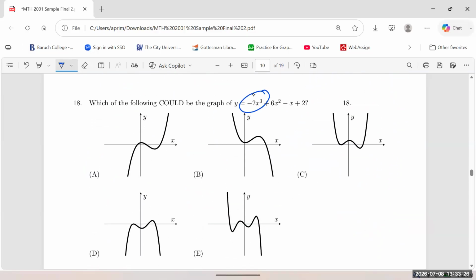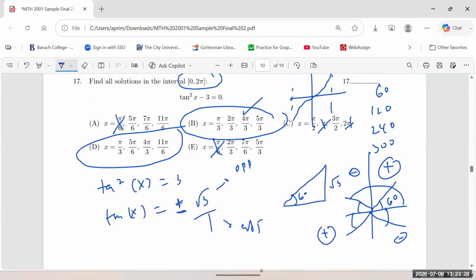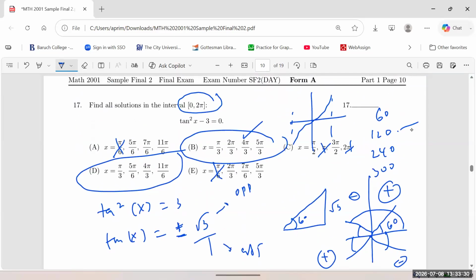Negative x cube. So 180, so you get 2 over 3, 2. And this is 180, you get 4 over 3. Not true. It's true. And then 300, 5 over 3. Yeah. They all are. That's true.